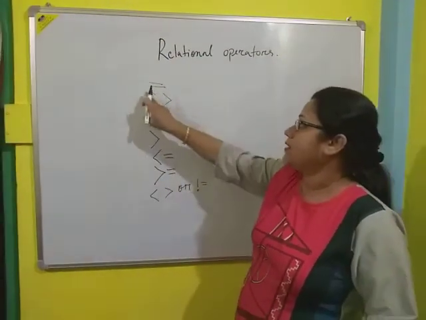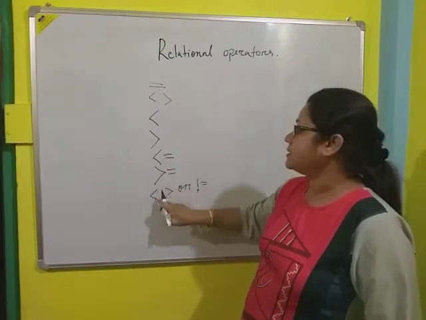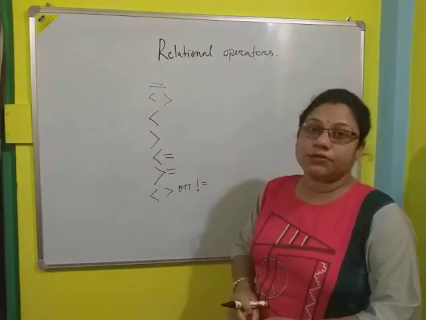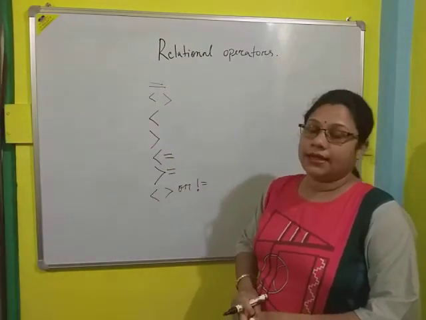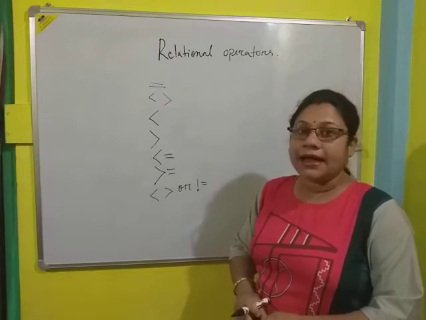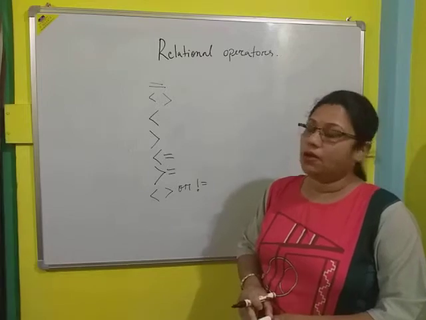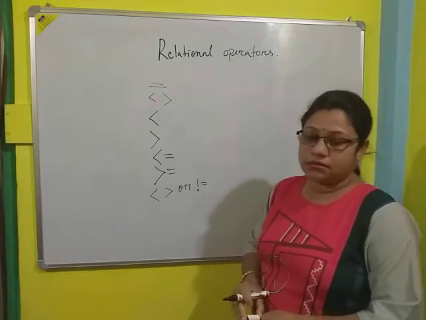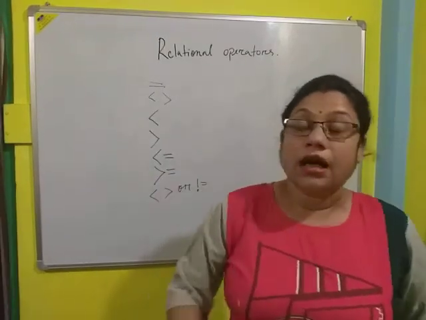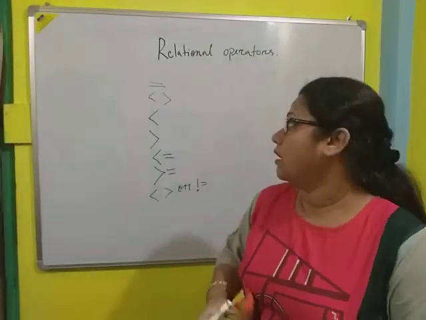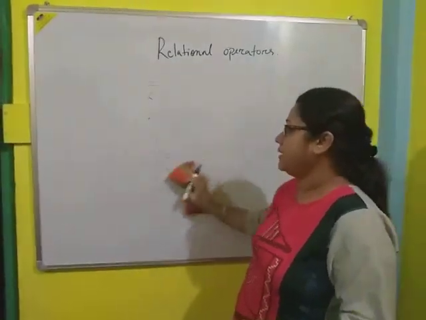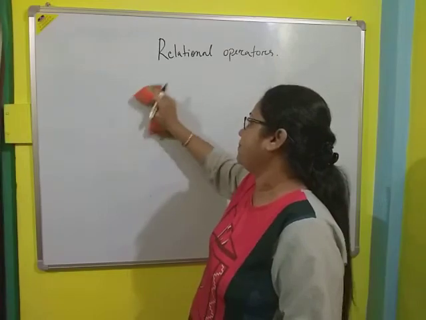So we have 7 different types of relational operators, and these can be used in MySQL queries. Okay, so let us discuss how to use these relational operators in our SQL statements.